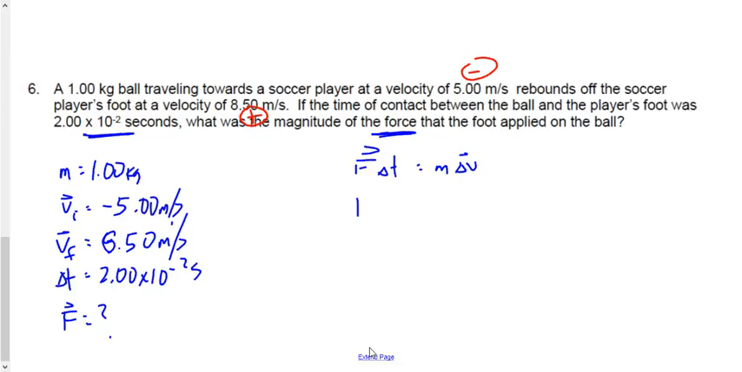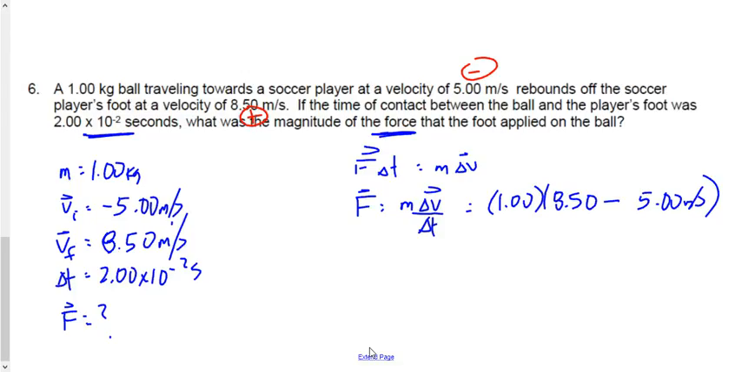Let's rearrange this to solve for F here. We get M times delta V over delta T. 1 kilogram times, be careful on this one, VF minus VI. VF is 8.50 minus 5.00 meters per second, right? If you do that, then the answer you're going to get is 175. How many people got 175?